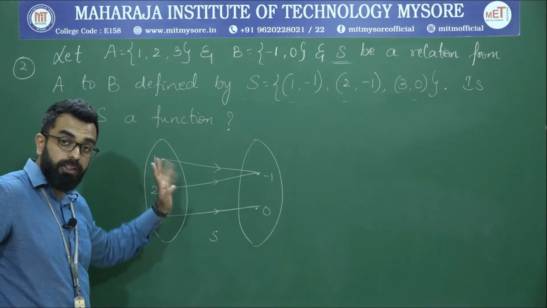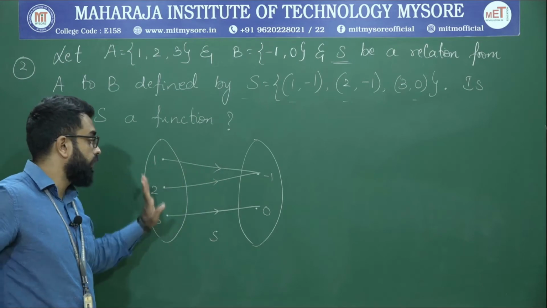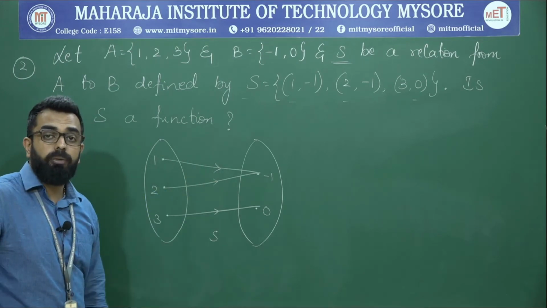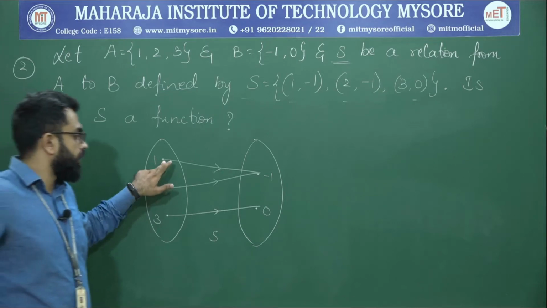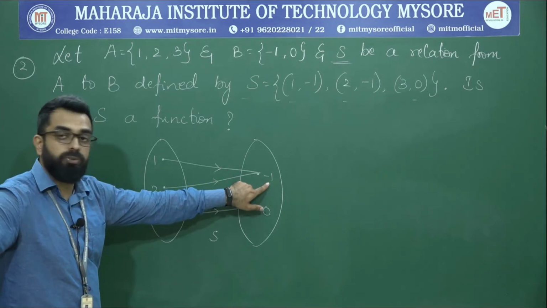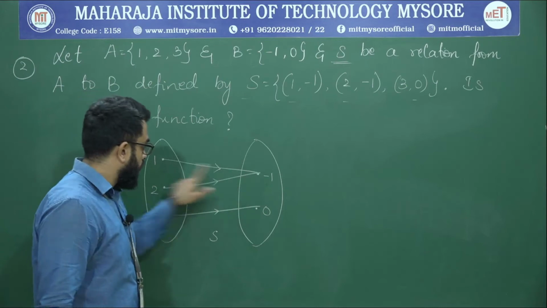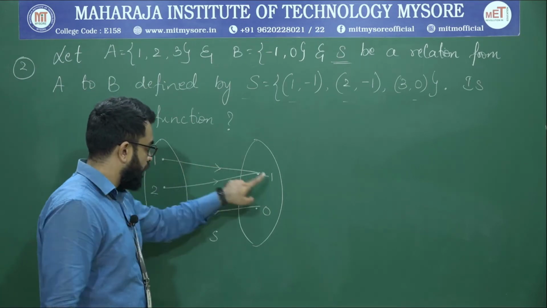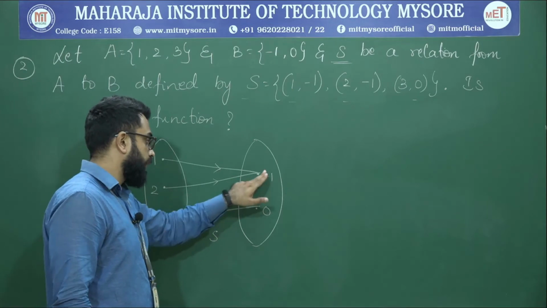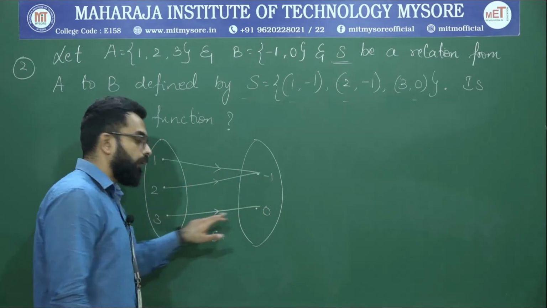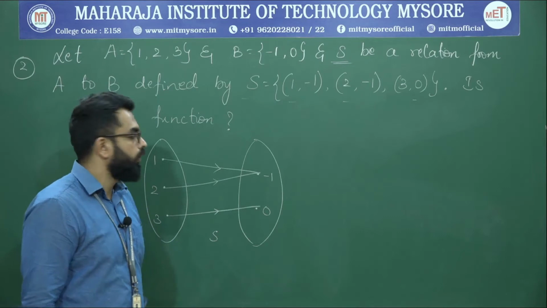Half of the definition of function is accepted. The next half, it should have a unique element in B. So 1 is mapped to how many elements in B? 1 element, that is -1. So the unique element is mapped to 1, is mapped to -1. Similarly, 2 is mapped to 1 element, that is unique element, -1. 3 is mapped to 0, that is again a unique element.